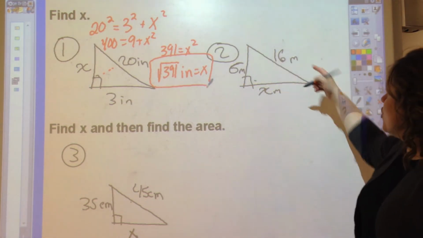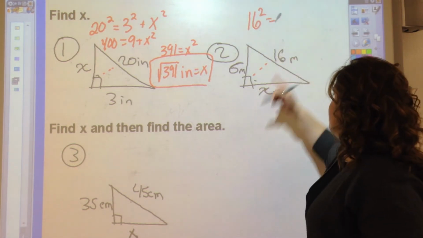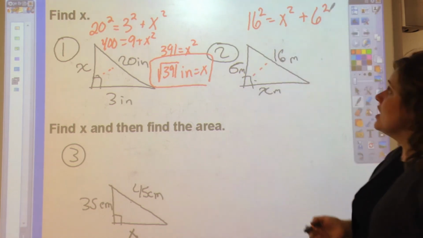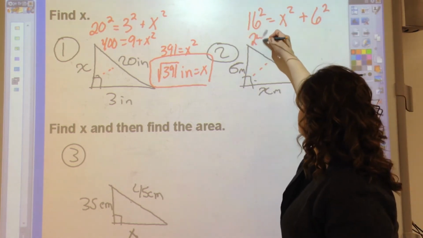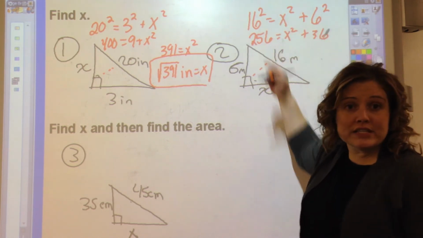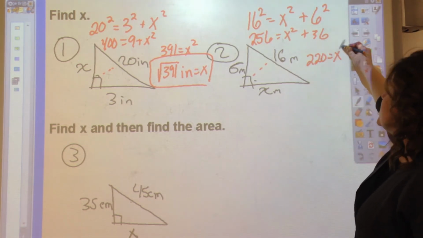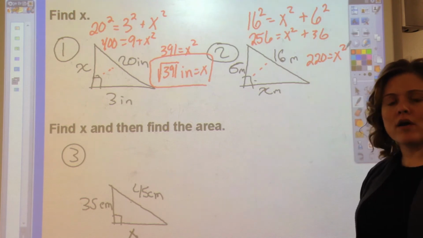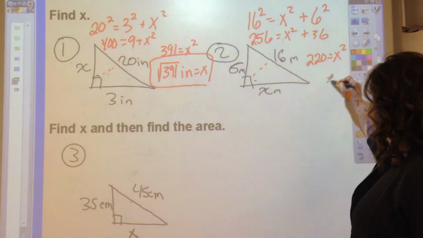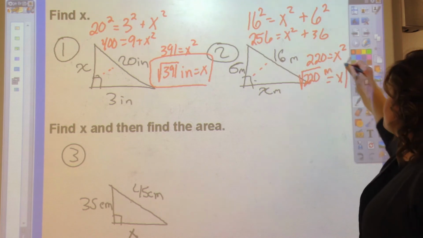Number 2 here, our C value is 16. My A value is X, and my B value is 6. 16 squared is 256. I subtract 36 on both sides, I get 220. And we're going to talk about simplifying our radicals a little bit more tomorrow. I just want you to be able to plug into your formula comfortably. Square root both sides, and we're going to get the square root of 220 meters.